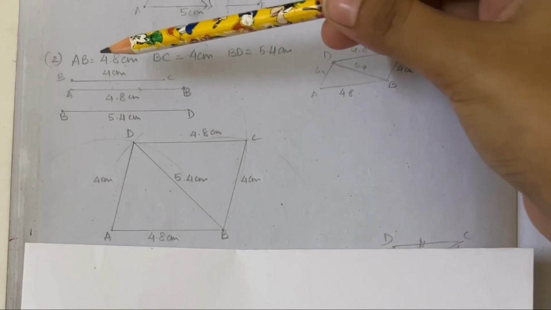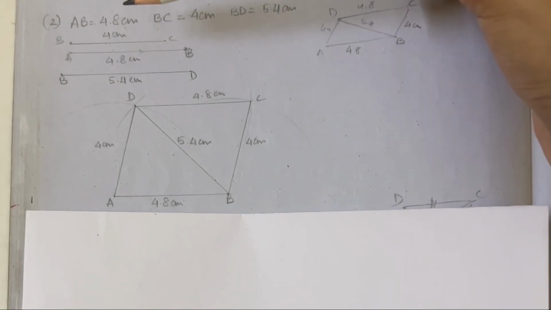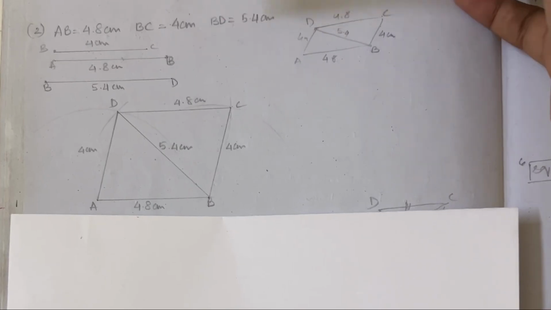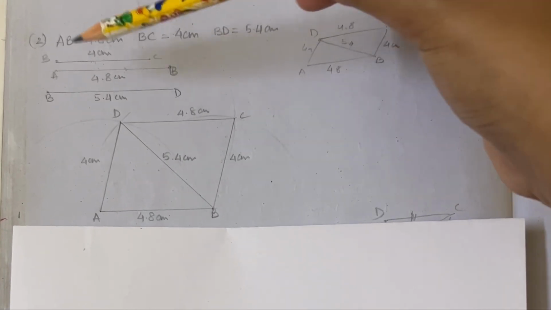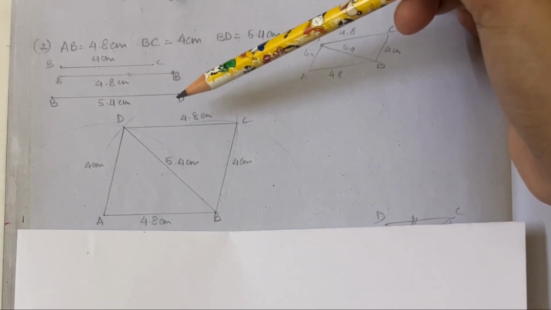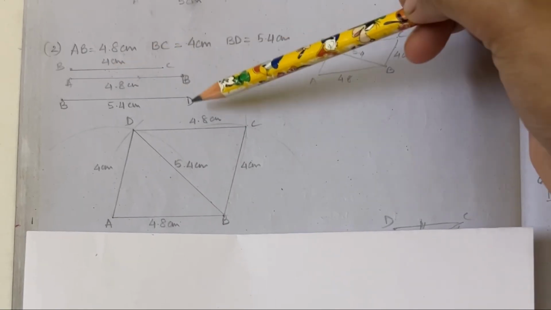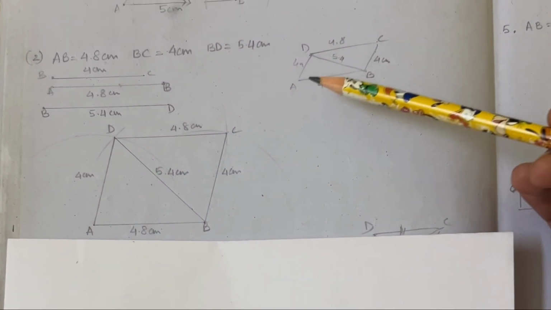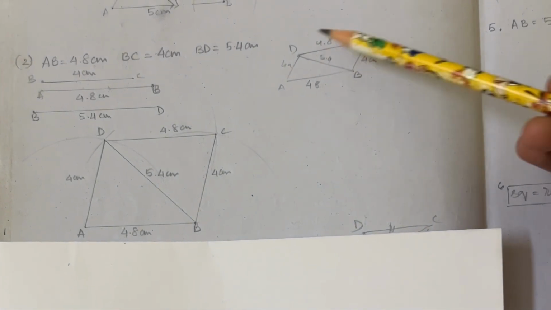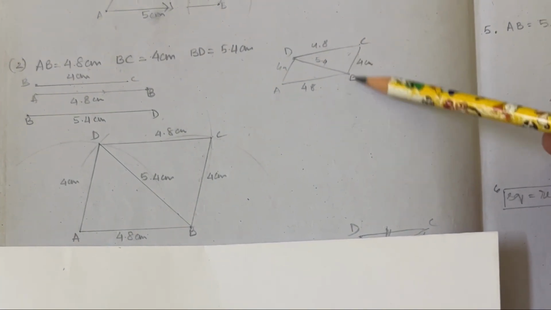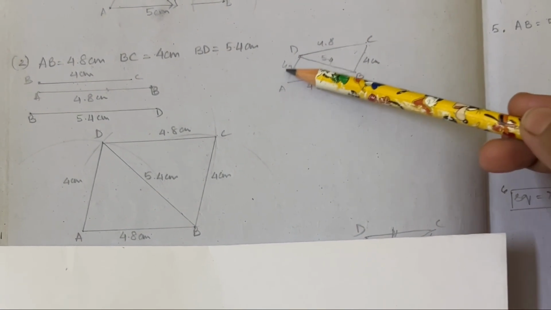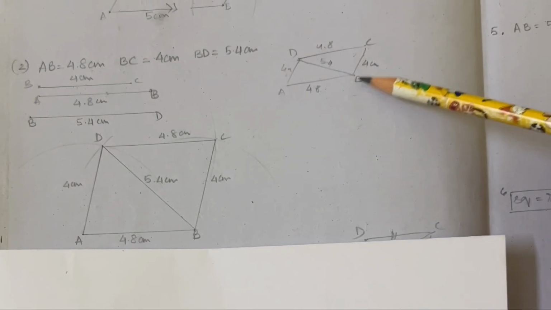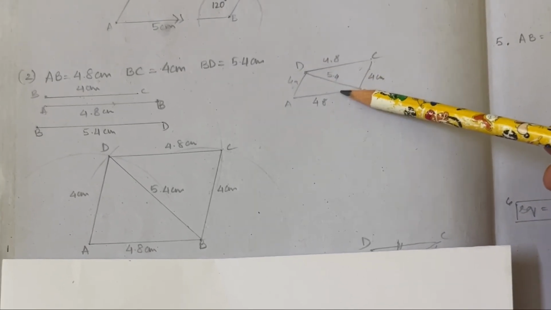For sum number 2, AB is given as 4.8, BC as 4, BD as 5.4. So we are going to draw all of it here, measuring it with the ruler. Then the rough sketch: as it is a parallelogram, if AB is 4.8, DC will be 4.8, BC is 4, then AD will also be 4. Now there is a diagonal BD, that is 5.4.